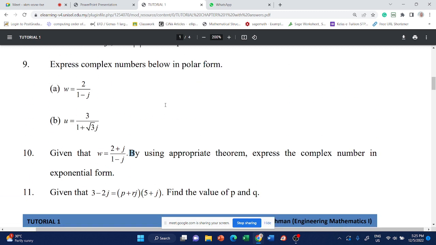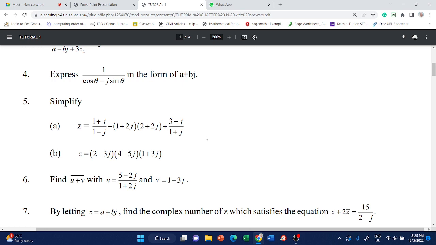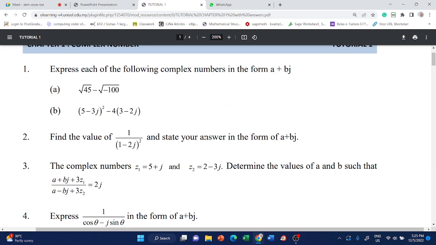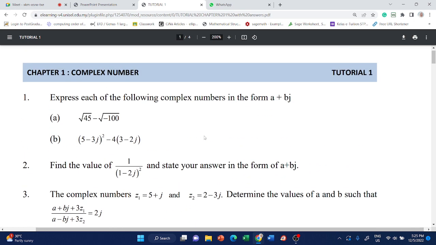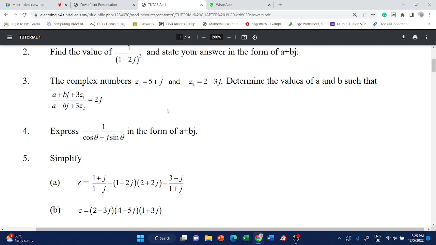Okay. And any questions? I think I'm going to end now because I will let you solve it. Start solve the question. So far, no question.